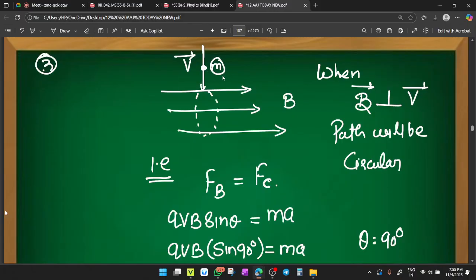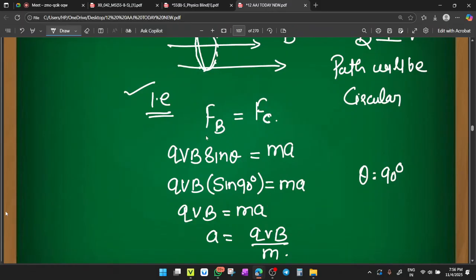So a particle of mass m is entering in a perpendicular direction to the field B. So the angle between B and v, theta, becomes 90 degree. As we have learned, when B is perpendicular to v, the particle will move in a circular path. For the circular path, the centripetal force required to rotate in a circular path is provided by the magnetic force.